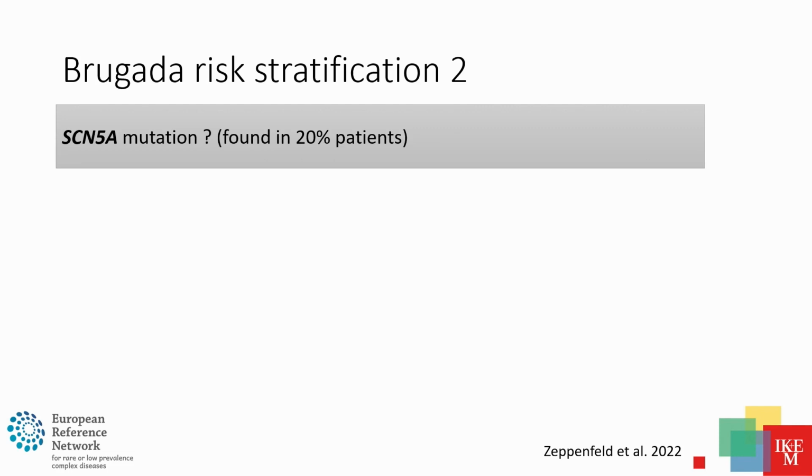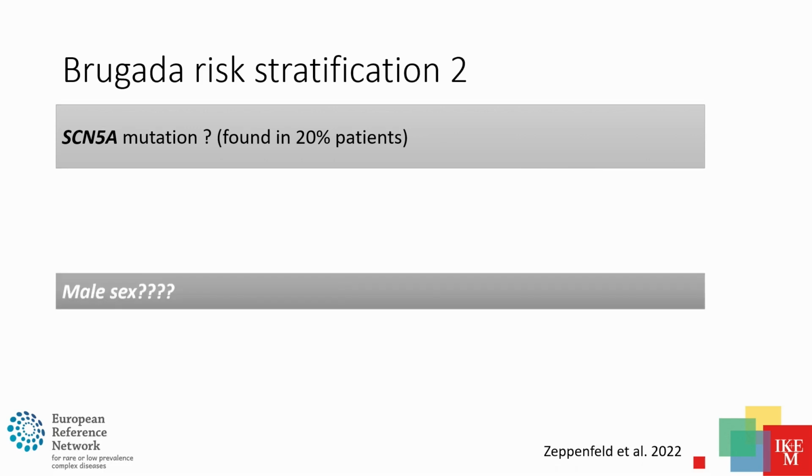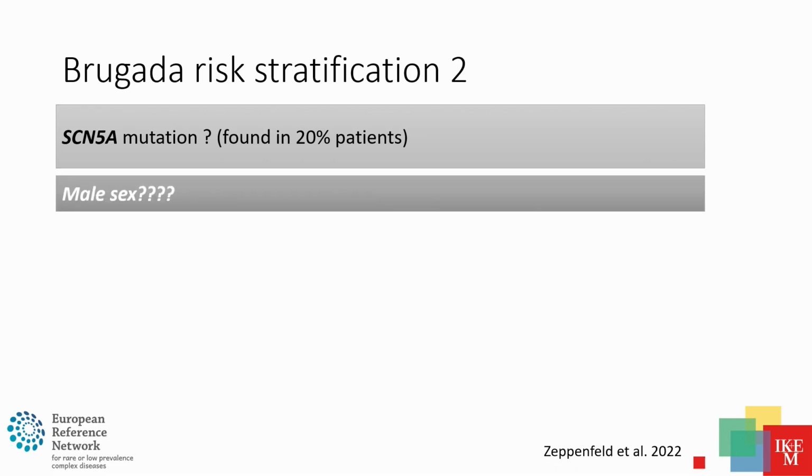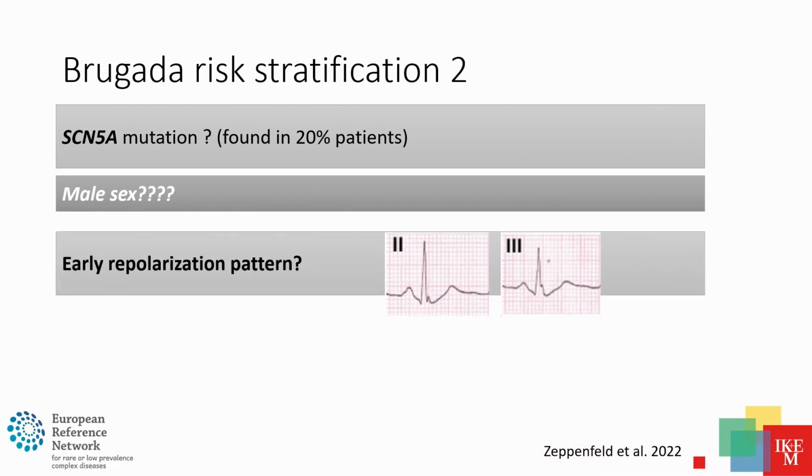are studies which are not really in the guidelines, but are considered to be additional risk factors. First of all, it's the presence of an SCN5A pathogenic mutation, which we find in less than 20% of patients with documented Brugada. Probably male sex is also a condition which could be a risk factor for malignant arrhythmia.